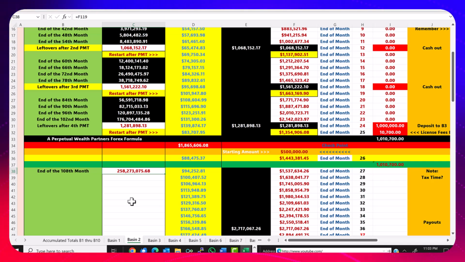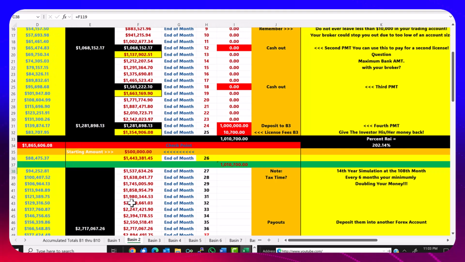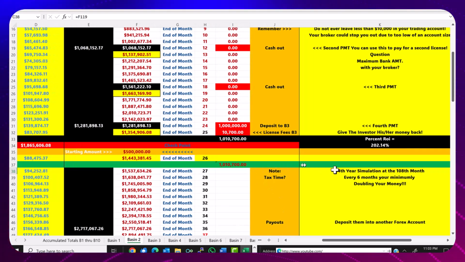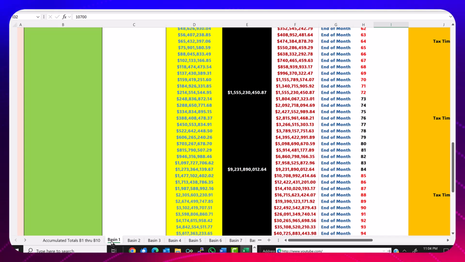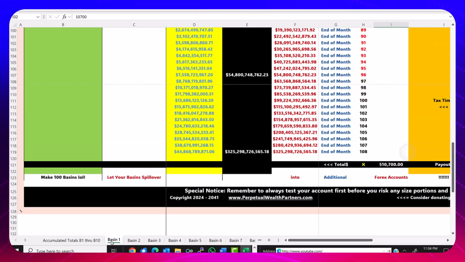On your ninth year, you should probably figure out how to change this 14th year to the ninth year. There we go, ninth year. So I need to go in and change that on all my basins. Ninth year simulation at the 108th month. Now this is just for this basin. Most of the basins are. So we have 325 million on this one.